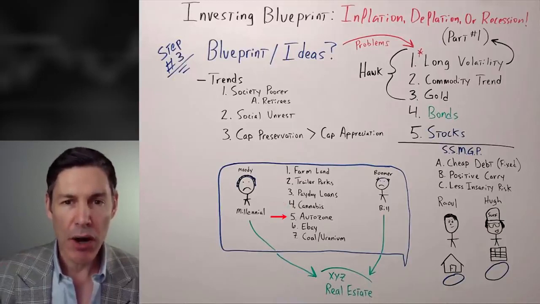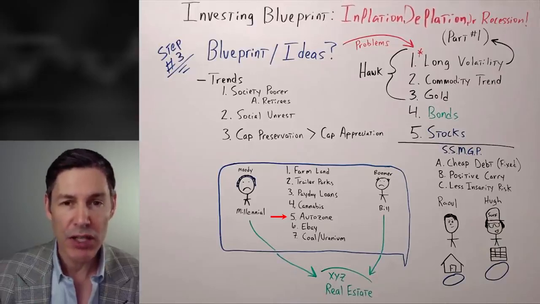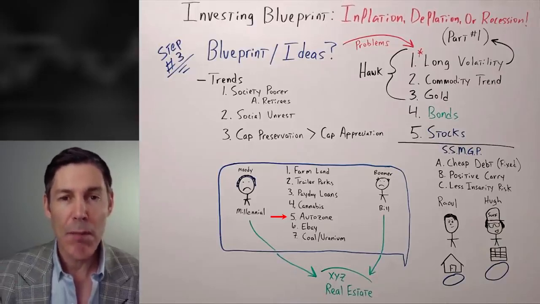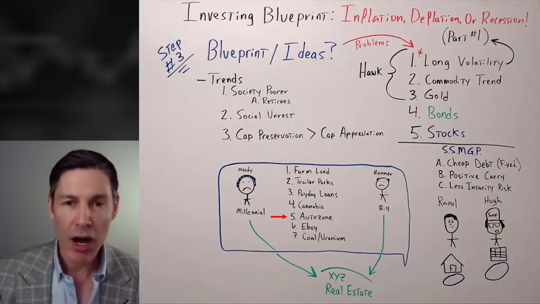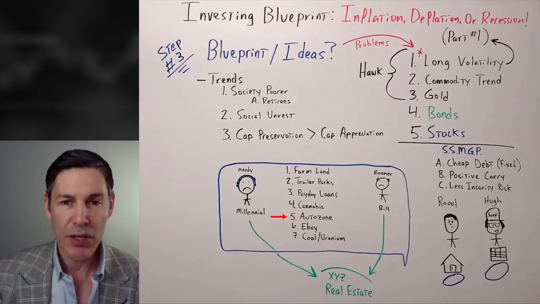AutoZone or any auto parts store, not saying they're cheap right now, but I think if we go into a recession or a deleveraging, regardless of whether it's inflationary or deflationary, fewer people are going to be able to buy new cars. They need to work on their own cars. And AutoZone, O'Reilly's, that's the place you go.